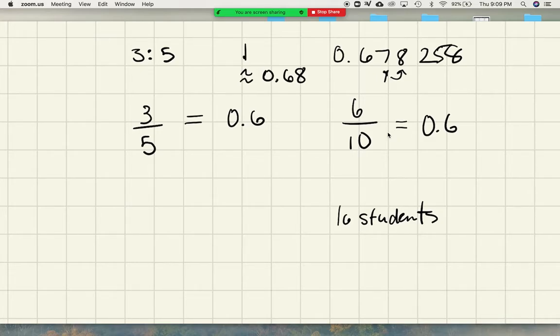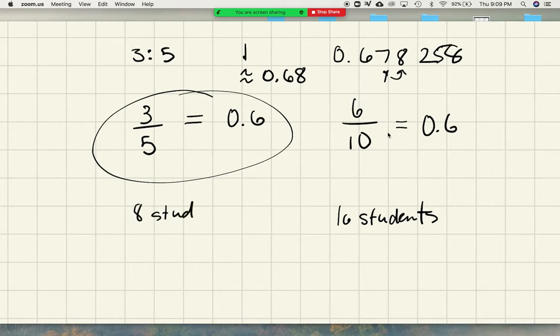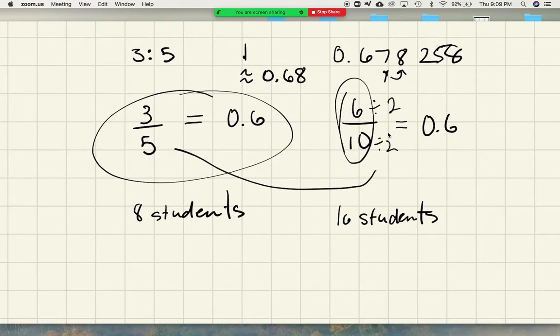But anyway, 3 to 5 means there could be 8 students, but there could also be 6 girls and 10 boys, because that still gives you the same ratio. If we simplified this fraction, divide by 2 and divide by 2, 6 divided by 2 is 3, 10 divided by 2 is 5. So we end up with the same thing. So I think the answer on that one was the third one. He says the fraction is reduced or something.